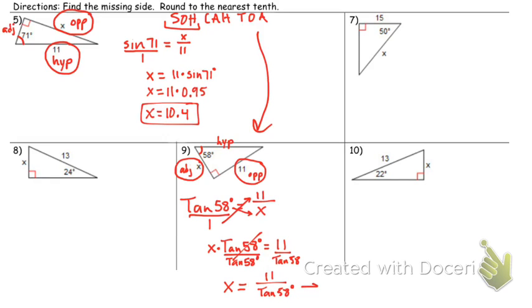So let's compute this. So x is going to equal 11 over, now let's compute tangent of 58. With your calculator, that gives me 1.6. Okay, and now we're going to go 11 divided by 1.6. x is going to equal 6.875.